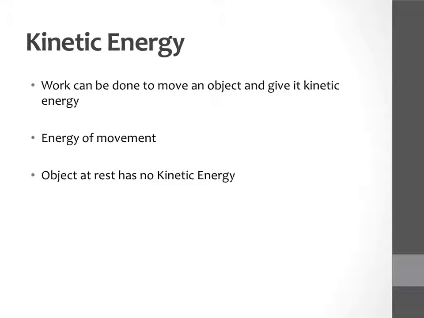Now let's go into different types of energies, and we're going to start with kinetic energy, shown with this equation. KE is equal to 1/2 mv squared. Work can be done to move an object and give it kinetic energy. So this ties into our work energy theorem, where work is equal to the change in the object's kinetic energy. If it only gives it movement, then most likely it's just the change in the kinetic energy.